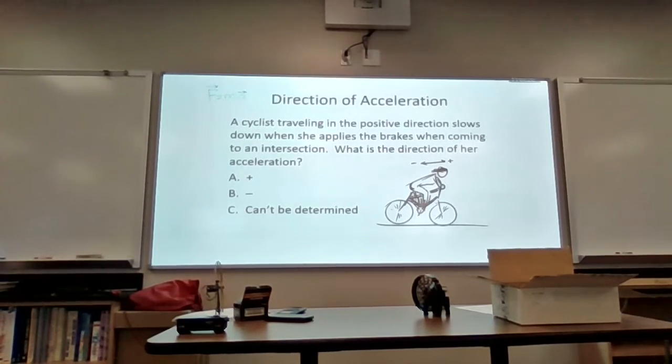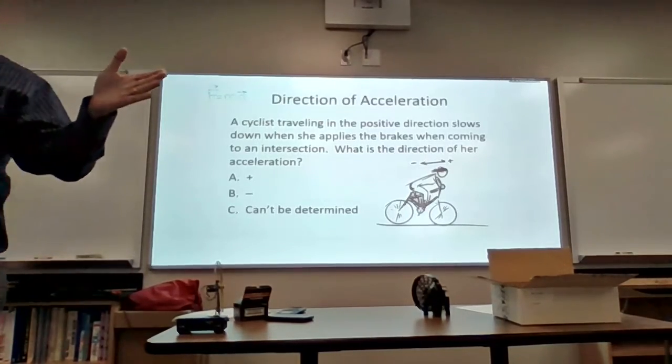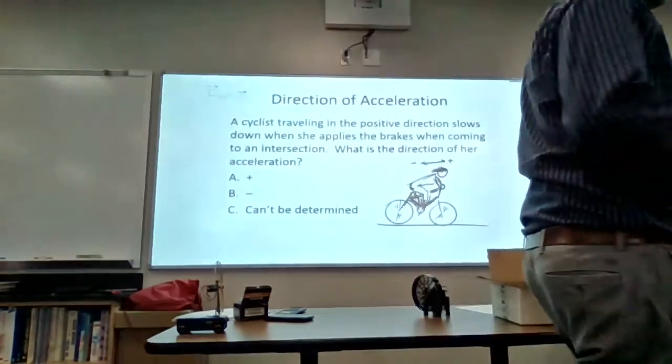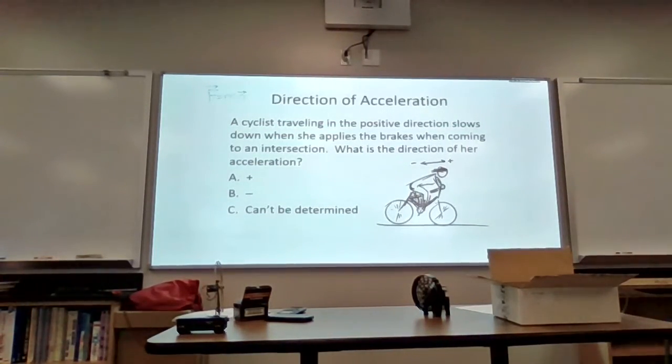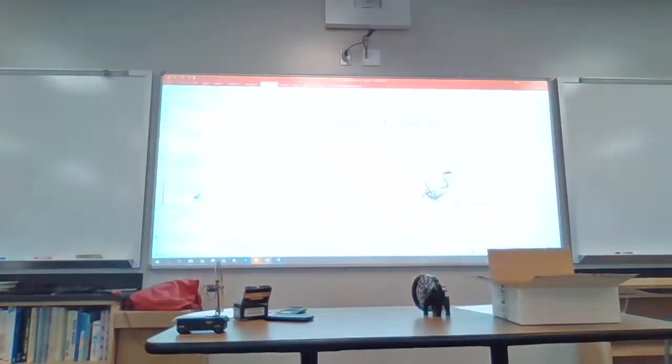Okay, so she is going in the positive direction. Slowing down. What would have to be the direction of the force to cause her to slow down? In the same direction of motion or the opposite direction of motion? Opposite direction of motion. That makes sense? So the direction of acceleration is also negative. Get that? Try that one out.